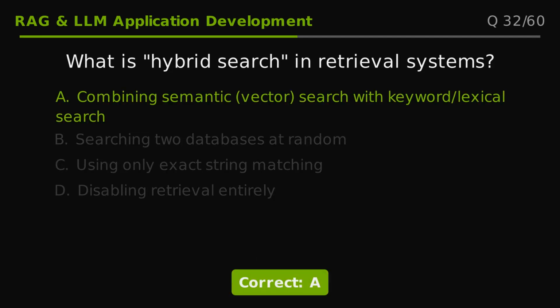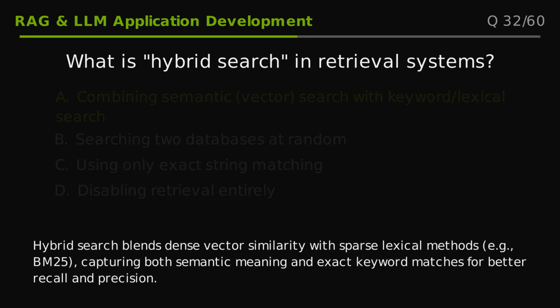The correct answer is A. Hybrid search blends dense vector similarity with sparse lexical methods, for example BM25, capturing both semantic meaning and exact keyword matches for better recall and precision.